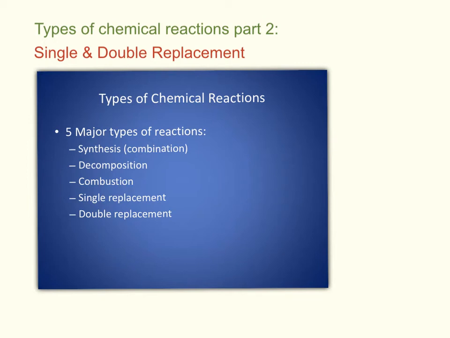Welcome to part 2 of types of chemical reactions. In the last video, you talked about the first 3 types of reactions: synthesis, decomposition, and combustion. And in this video, we are going to cover the last 2, single and double replacement.